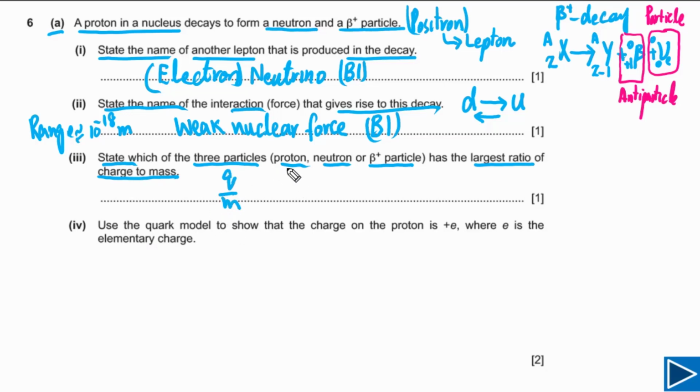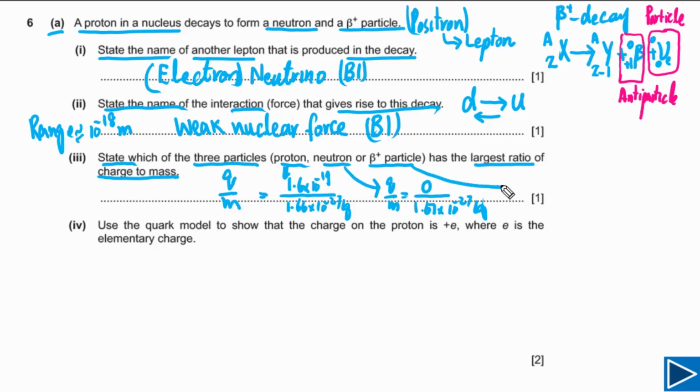First of all, let's look at the proton. For the proton, the charge is 1.6 times 10 to the negative 19 coulombs, and the mass of one proton is about 1.66 times 10 to the negative 27 kg. So this is Q over M for the proton. And for the neutron, we can write Q over M for neutron. The neutron has no charge, so this is 0. And the mass of the neutron is about 1.67 times 10 to the negative 27 kg.